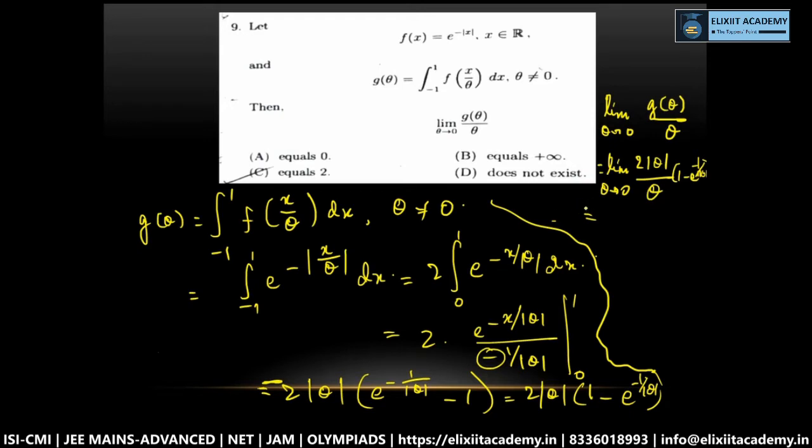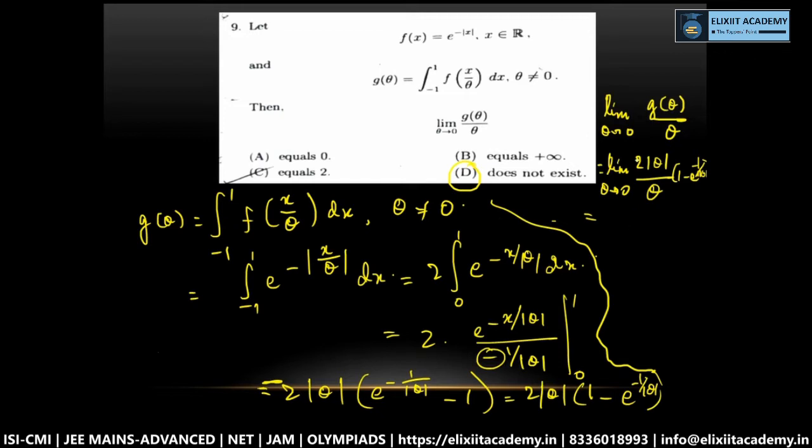Basically, most of you have marked option C as correct, but C is not the right answer. The first thing which will strike your mind is option D, the limit may not exist. Whenever you see this type of option, obviously that means you have to check both the left hand limit and the right hand limit.